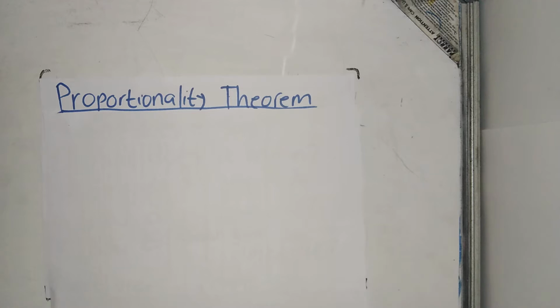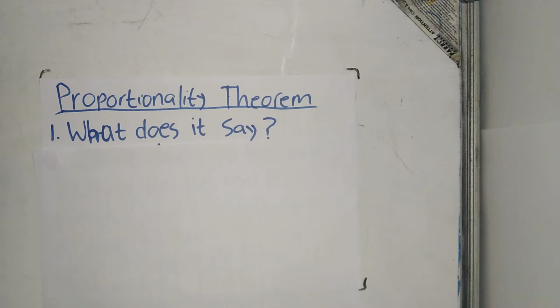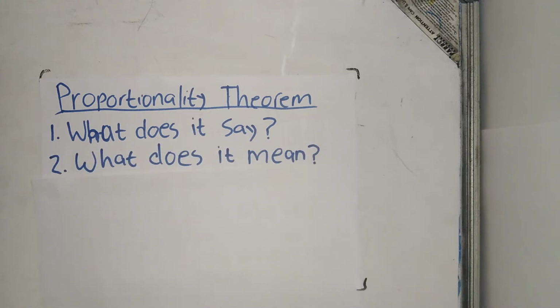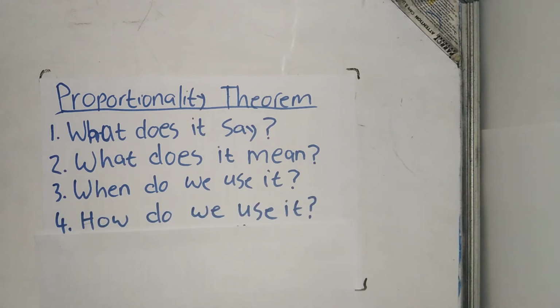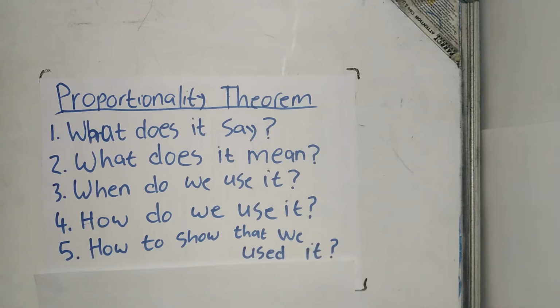So at the end of this session, you should be able to answer 5 questions. Number 1, what does the proportionality theorem say? Number 2, you should know what it means. You should not only know what it says, but also what it means. And then thirdly, when do we use the proportionality theorem? And then lastly, how do we use the proportionality theorem? And then we need to know how do we show that we have used the proportionality theorem. So if we have used it, how do we show that we have used it?